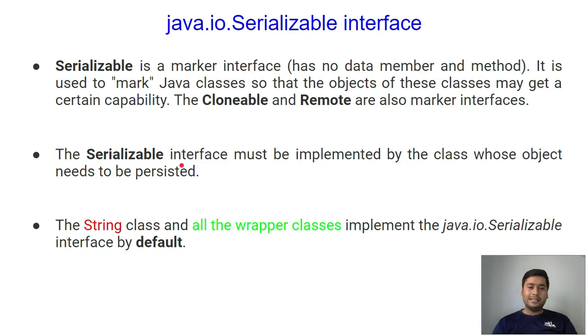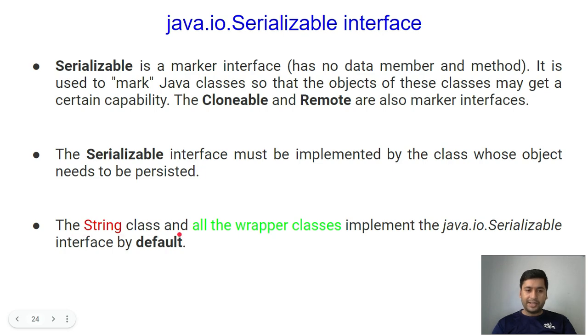The Serializable interface must be implemented by the classes whose objects need to be persistent. Persistent means whatever object you want to transfer over the network or to a file, you have to make those objects Serializable. The String class and all other wrapper classes. This is also a very important point you have to remember.